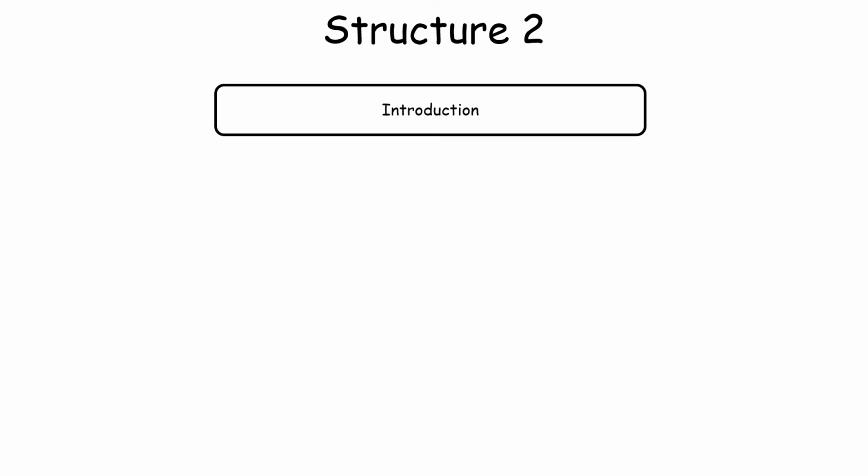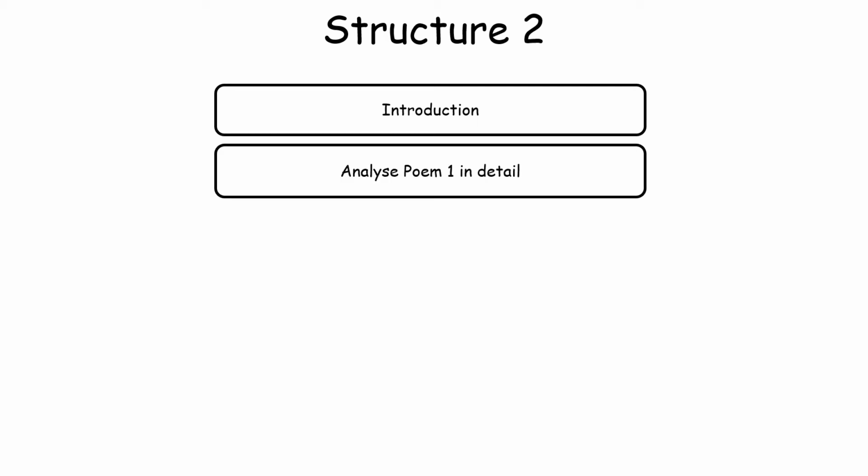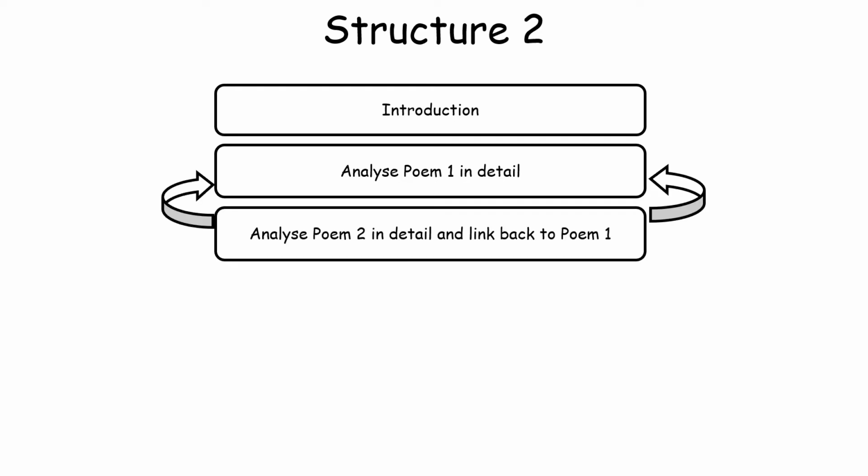So structure 2 is this. It starts in the same way as the last one. It starts with an introduction, no complaints there. What structure 2 then does is the same as the first one, which is to analyse poem 1 in detail. A lot of students like to focus on one poem first and then bring in the connections afterwards. So in this scenario, they analyse poem 1 and then when they analyse their second poem, they link it back to poem 1. That way they've already made lots of interesting points about the first poem, and then poem 2 will explore those natural connections.